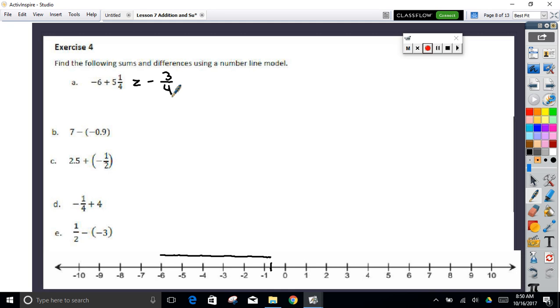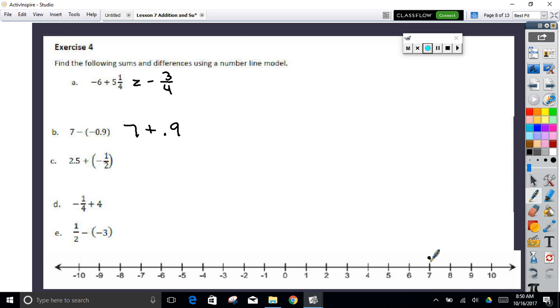Okay, let's take a look at the next one. Pat, the next one is subtraction, so we're going to rewrite that to addition. What would that be as an addition problem? It would be 7 plus 0.9. Okay, and what would that look like on the number line? You would start at 7. Okay, so I'm going to use my same number line here. Start at 7 and do what?